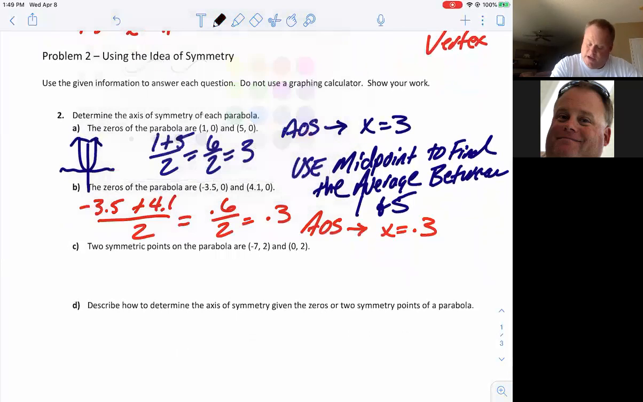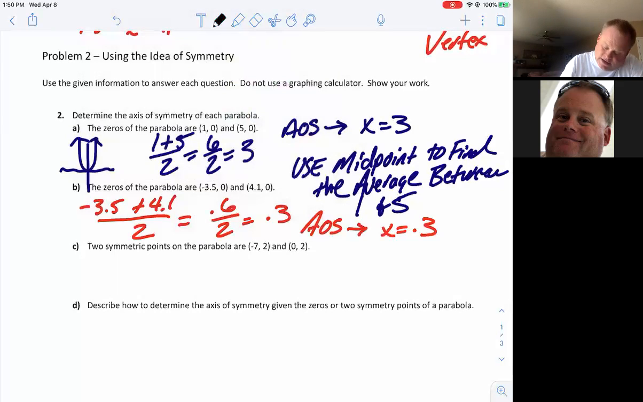Okay? Two symmetric points on the parabola are negative 7, 2 and 0, 2. Well, this time they're not zeros, but they are symmetric points. And remember, as long as I pick the point directly across from the other point, they are still the same idea as the zeros. It doesn't matter where on the parabola I find my two symmetric points, as long as I use symmetric points, meaning they're across from each other, right? So the same idea here.